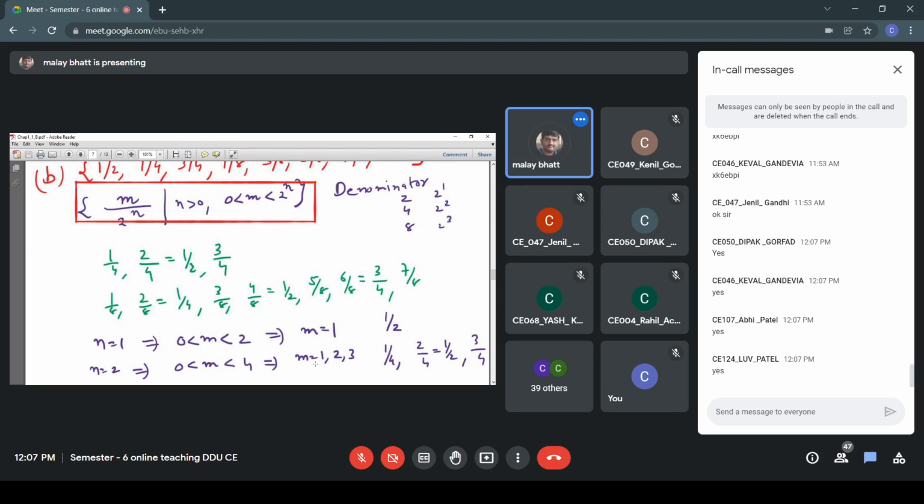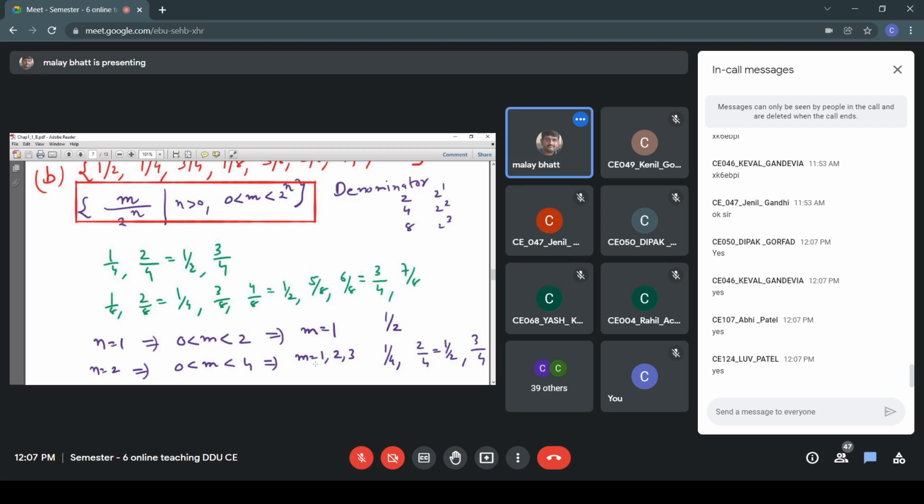The second term is 2 upon 4, because if you consider 2 upon 4, then its equivalent fraction will be 1 upon 2. So that 1 upon 2 is also present in the set. And the third term is 3 upon 4.